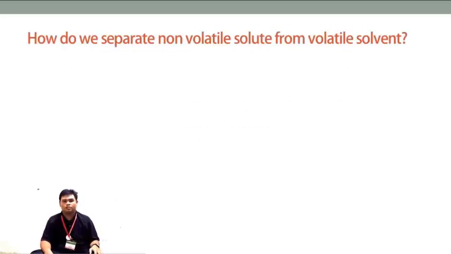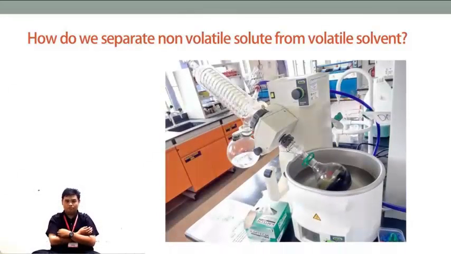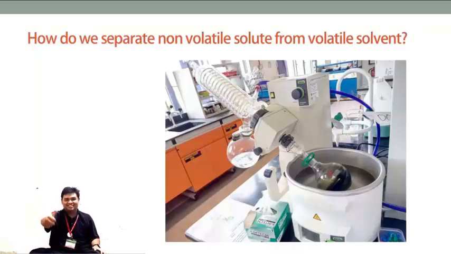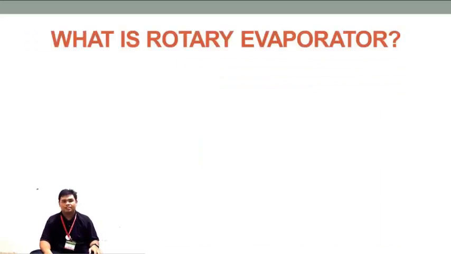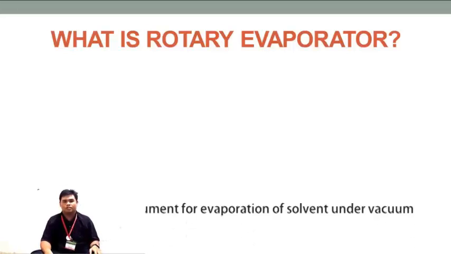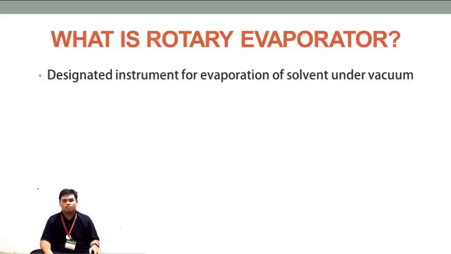How do we separate the non-volatile solid from the volatile solvent? Of course, you can use the Rotary Evaporator. The Rotary Evaporator uses the same concept as simple distillation, which is the old type of distillation. What is the Rotary Evaporator? The Rotary Evaporator is the designated instrument for evaporation of solvent under vacuum, which means it is used to remove the solvent from the solid in order to collect the product.